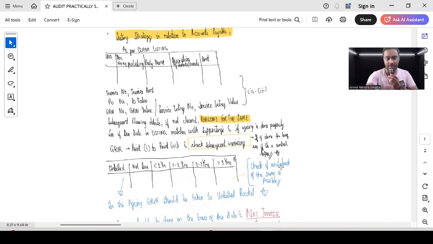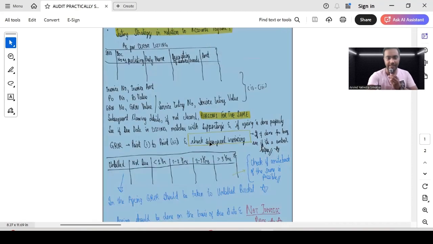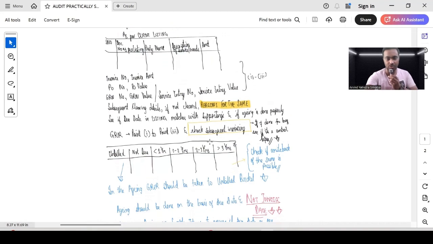And next, let's come to the aging format as per Schedule 3, guys. So this is how your aging as per Schedule 3 would look. Unbilled, not due, less than 1 year, 1 to 2 years, and greater than 3 years. Guys, a very, very important thumb rule, just coming down below to show you this. Aging should be done on the basis of your due date and not the invoice date. So basically, you have to take your due date and compute the aging, guys, and not your invoice date.